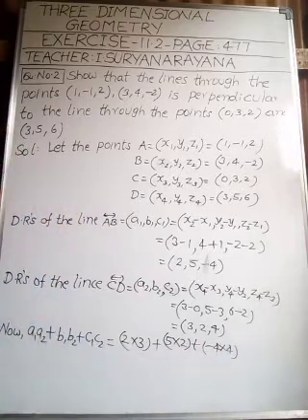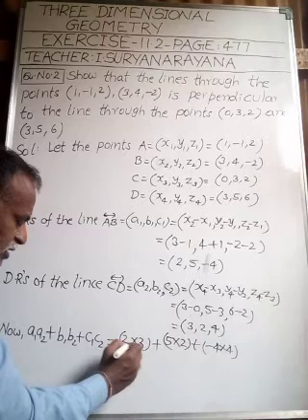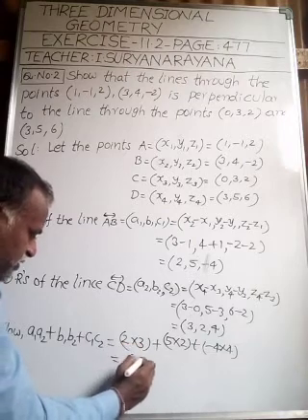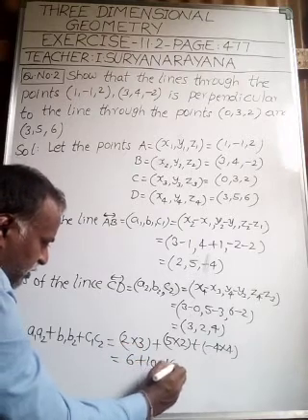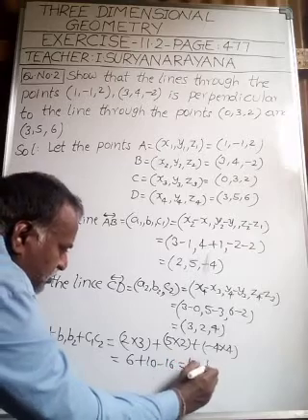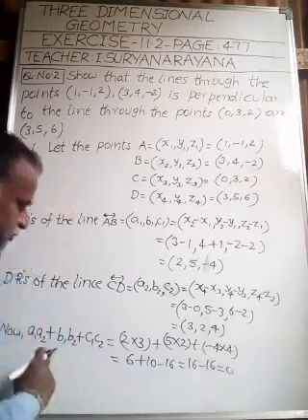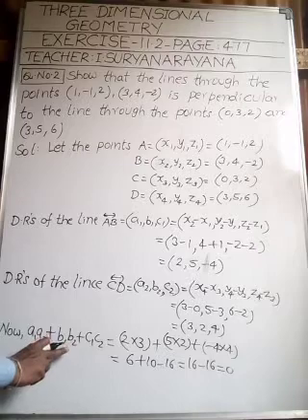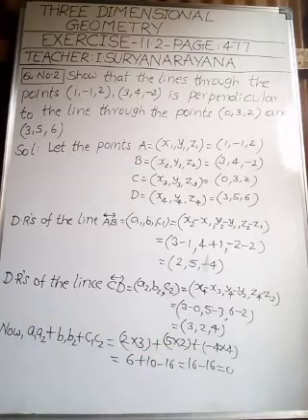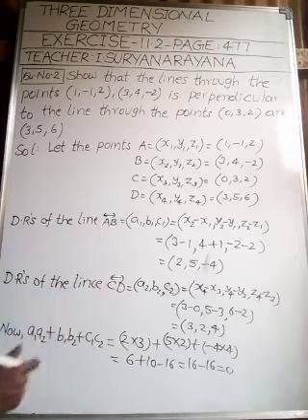Understood this step, my children? Right. Let us simplify. 6 plus 10 minus 16. What will you get here? 16 minus 16. That is equal to 0. We got here A1 A2 plus B1 B2 plus C1 C2 is equal to 0. So we can say that the lines AB is perpendicular to CD.